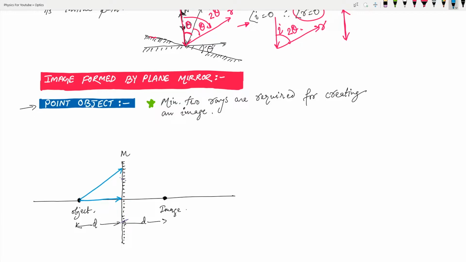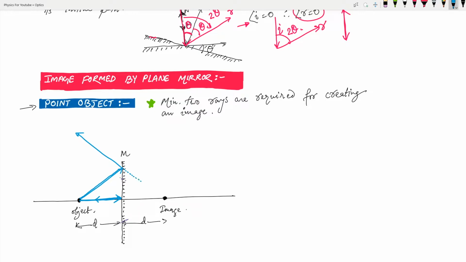Simple. Now we know that the first ray, this one, after reflection will retrace back its path, and this ray after reflection will go like this. I hope this much is clear. If this is the normal, then angle of incidence will be equal to angle of reflection. Okay, this is how we got this. I hope this much is clear. So let me rub this off, otherwise the diagram will become very dirty. Okay, now this is done.